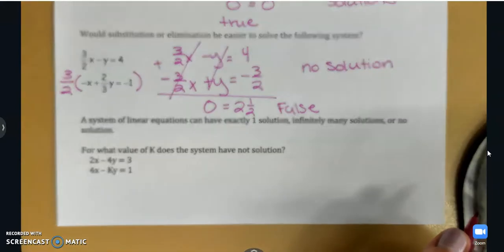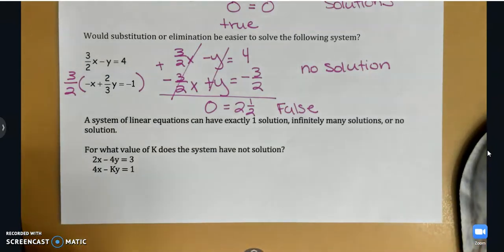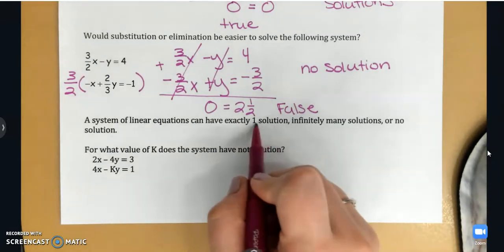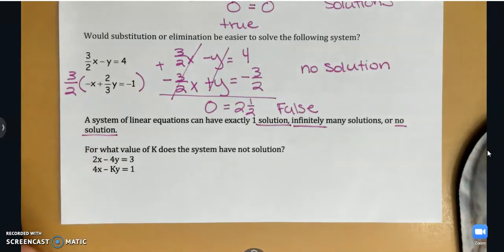When I get a true statement, it's infinite solutions. When I get a false statement, it's no solution. So our system of equations are going to have either one solution, infinite solutions, or no solution. That is the 3 possible answers when solving a system.